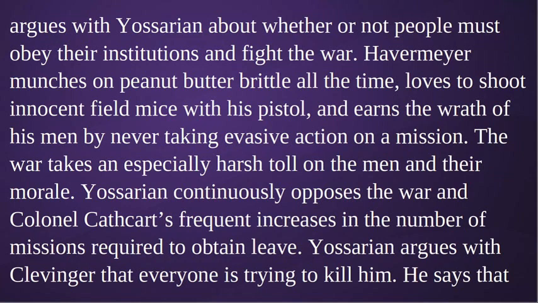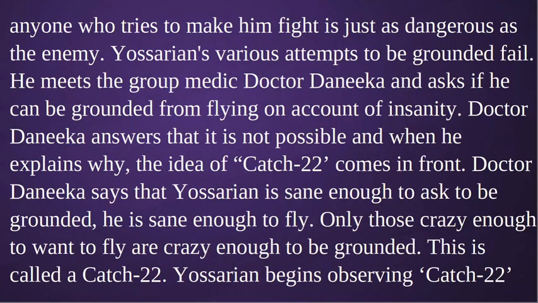Yossarian argues with Clavinger that everyone is trying to kill him. He says that anyone who tries to make him fight is just as dangerous as the enemy. Yossarian's various attempts to be grounded fail. He meets the group medic Dr. Danica and asks if he can be grounded from flying on account of insanity. Dr. Danica answers that it is not possible, and when he explains why, the idea of Catch-22 comes to the fore.